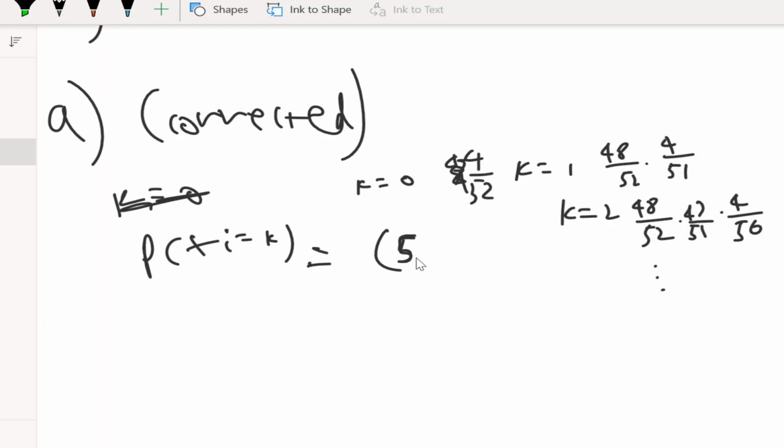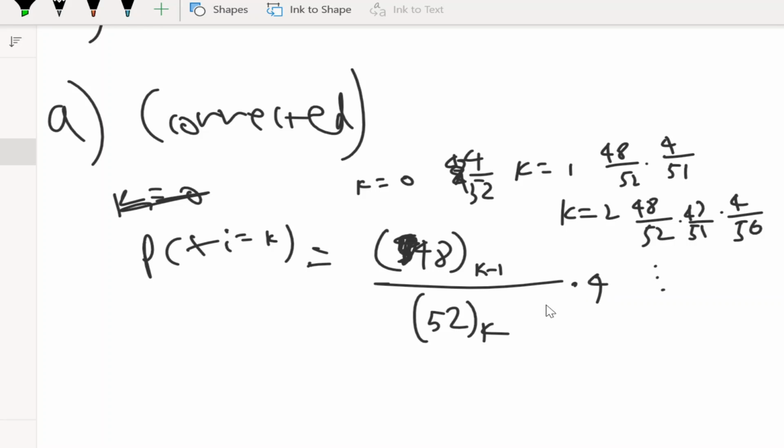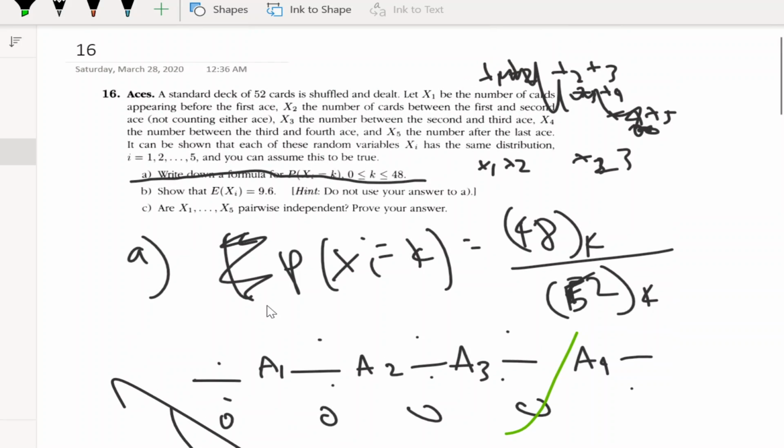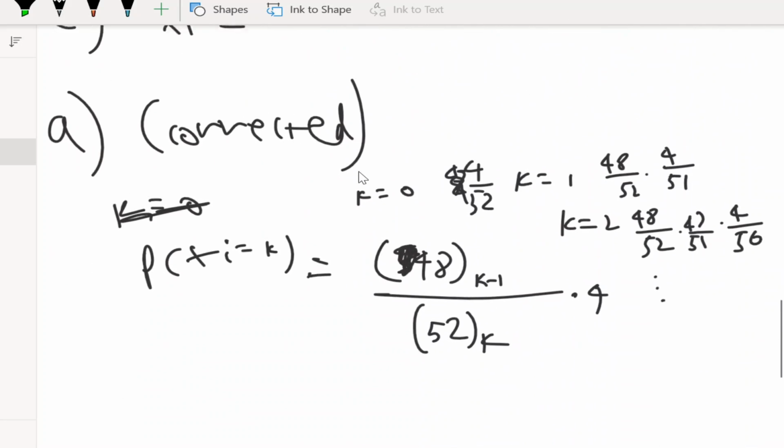It's still 48 order something, but it won't be k, it'll be k minus 1. Then our denominator will still be 52 order k, and then we'll multiply this by 4. So basically we did the exact same thing, except our kth value. Oh, I'm sorry. I still messed up. I messed up again. Okay, wait.